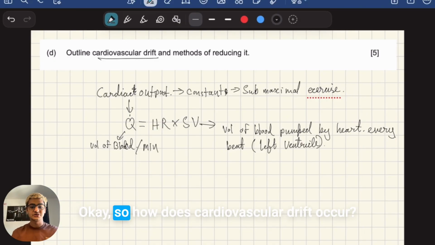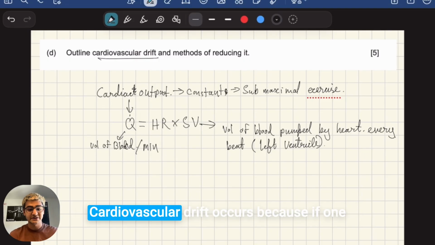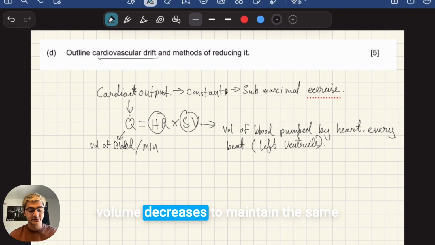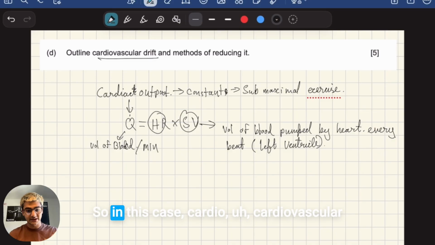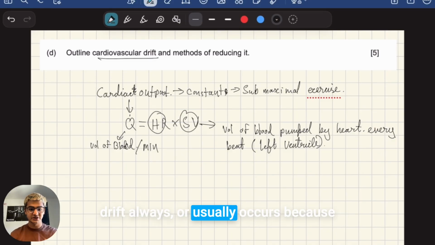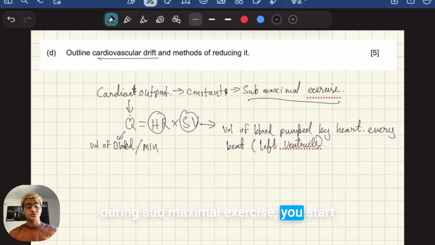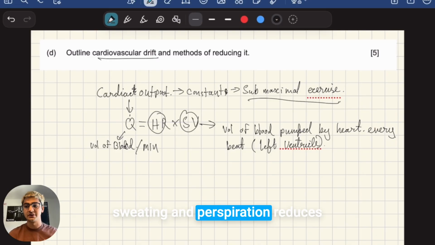Okay, so how does cardiovascular drift occur? Cardiovascular drift occurs because if one of these variables, heart rate or stroke volume, decreases, to maintain the same cardiac output, one will have to increase. So in this case, cardiovascular drift always or usually occurs because during submaximal exercise, you start sweating, and perspiration reduces the plasma content within the blood, making the blood more viscous.